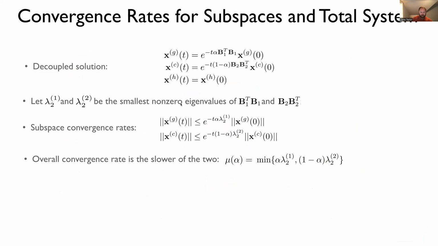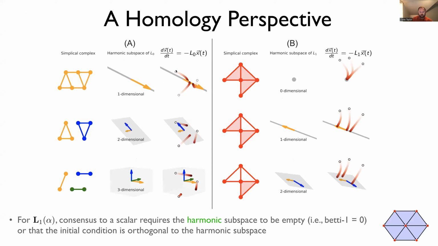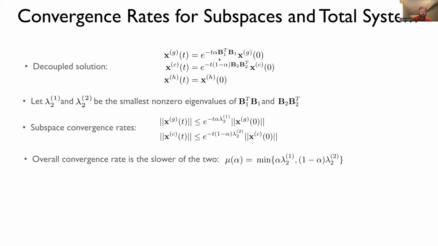The next thing we did in this project was think about the rate of convergence. So if this initial condition is converging to a subspace, what's the rate of convergence? Since the solution decouples, we can have a convergence rate for the projection onto the gradient subspace and the projection onto the curl subspace. So we have lambda 2,1 and lambda 2,2. They're the smallest non-zero eigenvalues of these 2 matrices.